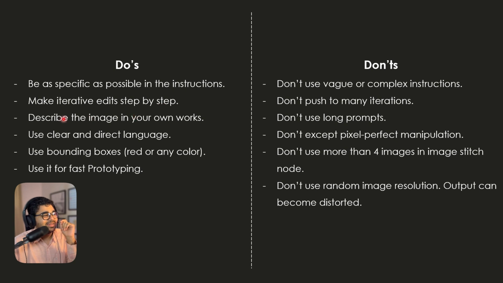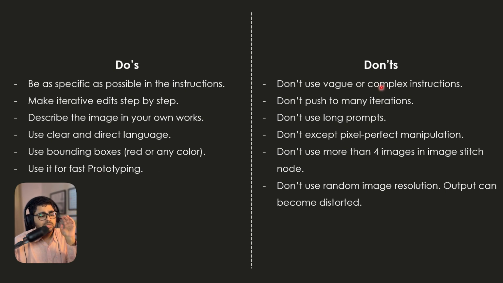I'm not sure. Then describe the image in your own words. Keep it as simple as possible. Generally with Gen AI, you use overcomplicated words. Don't do that. Use clear and direct language. Use a bounding box. Very important. If you want only a specific region to change, give it a region to edit and say, change only this highlighted region. Don't change anything else. Then you can use it for fast prototyping.